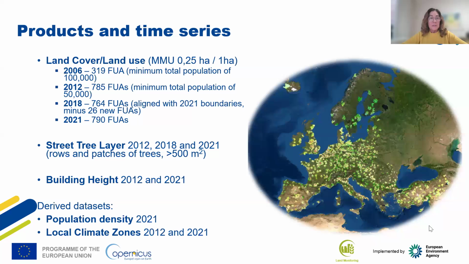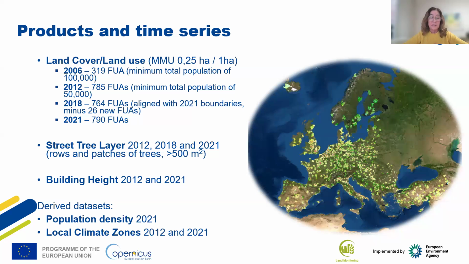So since 2006, as you can see from the dates in the slides, 2006, 2012, 2018, 2021, we have been covering a different number of functional urban areas because they also change due to changes in population density, changes in administrative boundaries, and changes in commuting patterns. So the delineation is the responsibility of the countries together with Eurostat, so we don't have a say in that, we have to apply the boundaries. And this is one of the biggest challenges of the product. Building a time series with constantly changing areas is quite a challenge.